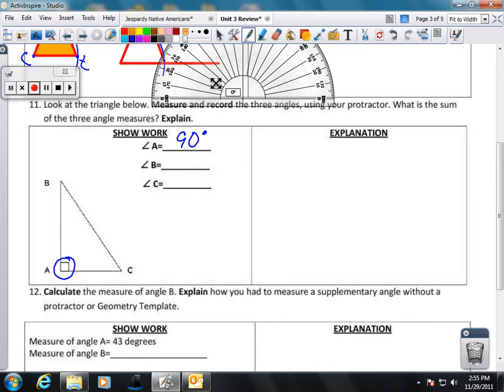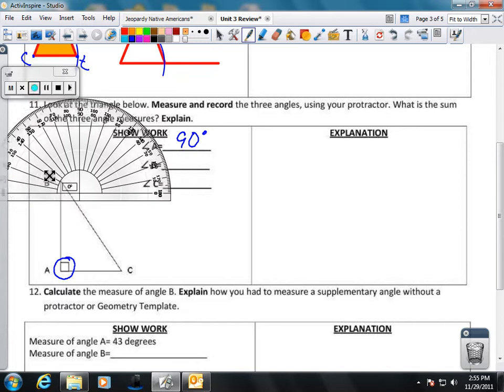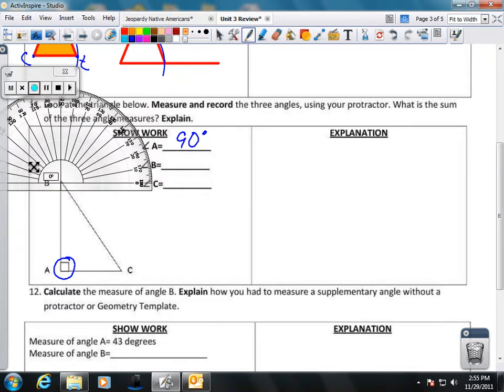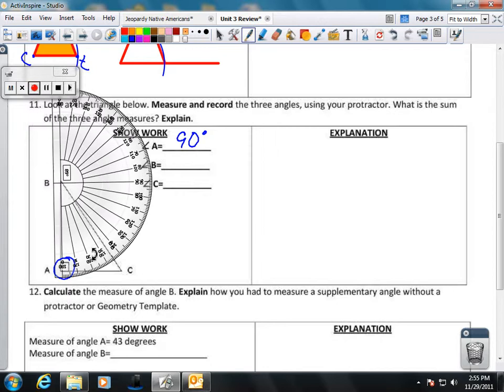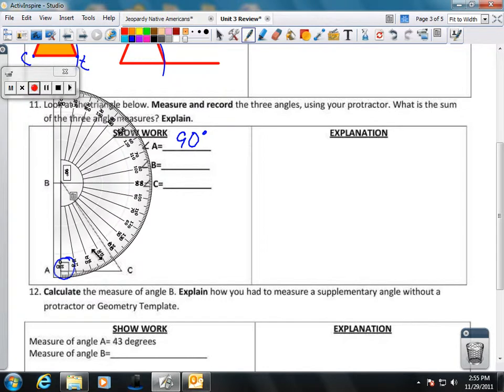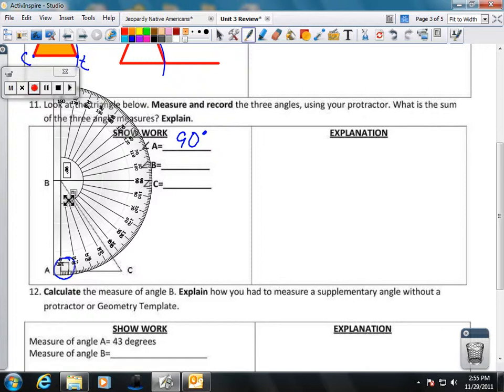And we want to measure angle B. So we're going to set my crosshairs right where they're supposed to be, and let's spin this around until we get right to 90. We are measuring this line right here, and that looks to me like about 36 degrees. Actually, it's going to be 35 degrees because this has to be back just a little bit. So it's 35 degrees for angle B.